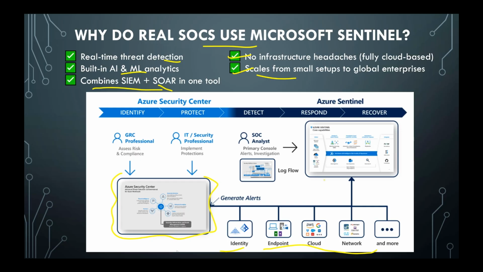Then cloud scalability. Because Sentinel is a cloud native SIEM, it is highly scalable. Whether your organization has a handful of devices or a massive global network, you can adjust your Sentinel deployment to handle the load. So you don't need to worry about buying or managing additional hardware when your data volume grows. Plus the cloud infrastructure allows instant updates and continuous availability, so you always have the latest threat intelligence and features at your fingertips.